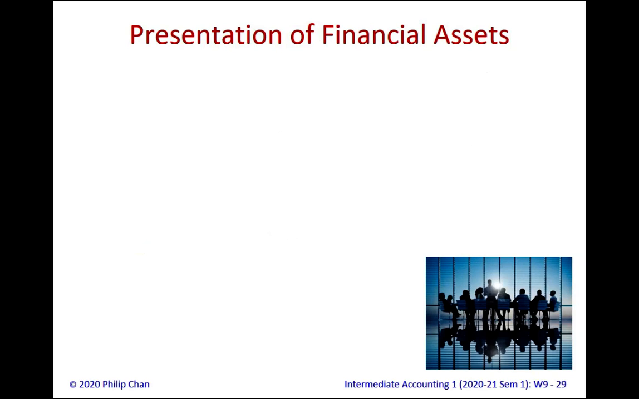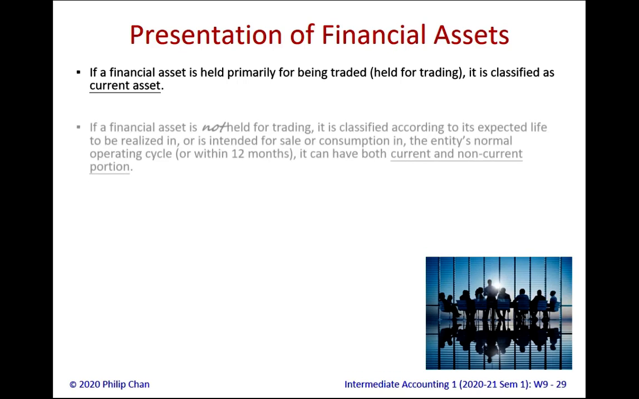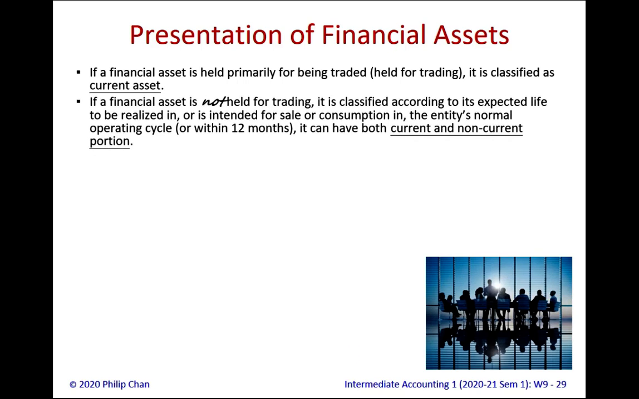Okay, I just want to show you a little bit about how to present the financial assets on the face of the statement of financial position. So if the financial asset is held primarily for being traded, which is held for trading, it is likely to be classified as current assets. No doubt, we know it, because it is usually sold within 12 months.